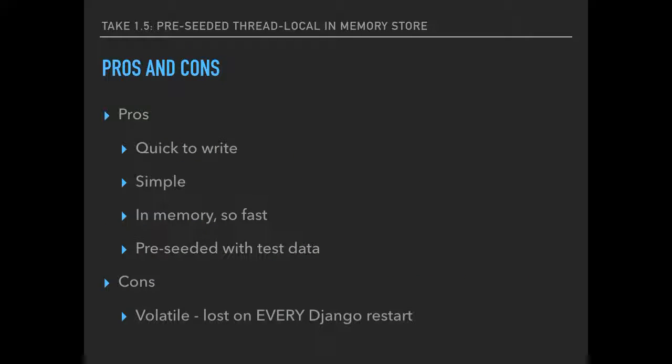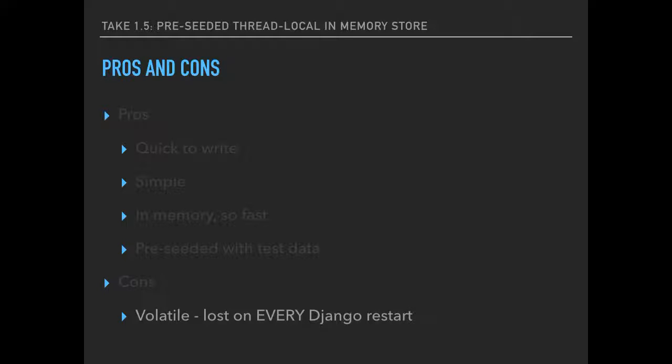So again, this is quick to write, simple, in memory fast, and also it's preseeded with test data, so every time we go in, we can see the data that's in there that it's instantiated with. But again, volatile. Every time I save a file, I'm going to lose everything. So we should try to take care of this.